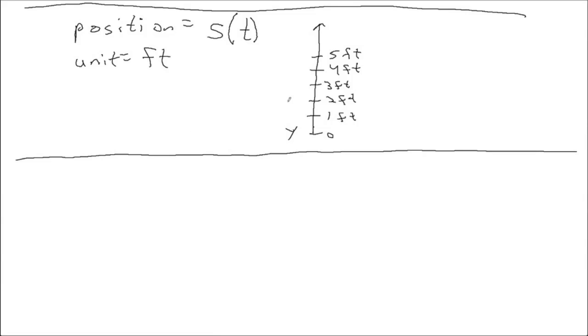Oh, let me ask you actually something else too. Let's say that we start here, and then we move to here, and then we move to here. So the object was thrown upwards, moved up to here, and then moved down. What was the total distance traveled? 8 feet. Excellent.